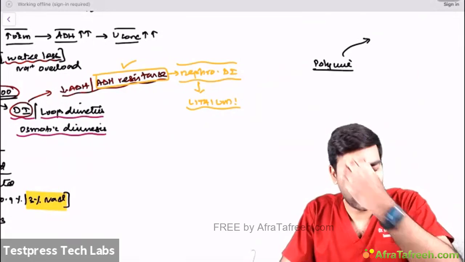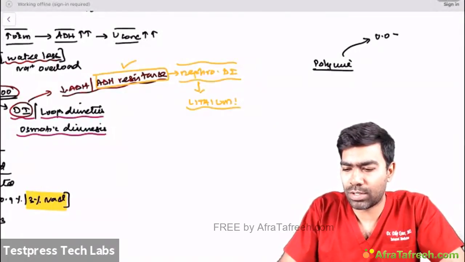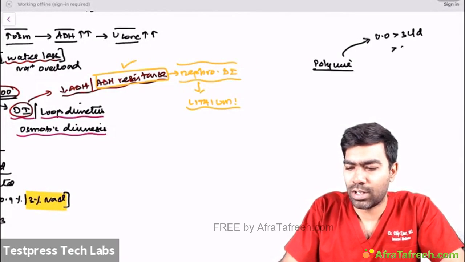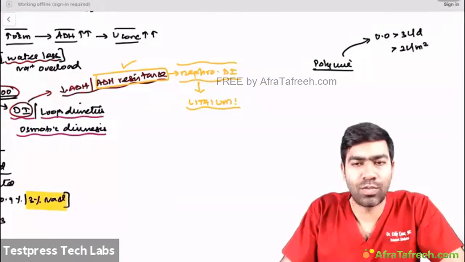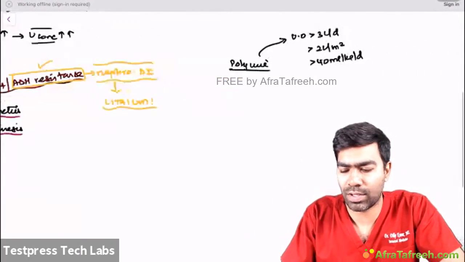The definition of polyuria states that if your urinary output is more than 3 liters per day, or more than 2 liters per meter square (this is useful for children, not for adults), or more than 40 ml per kilogram per day. So this is what we refer to as polyuria.